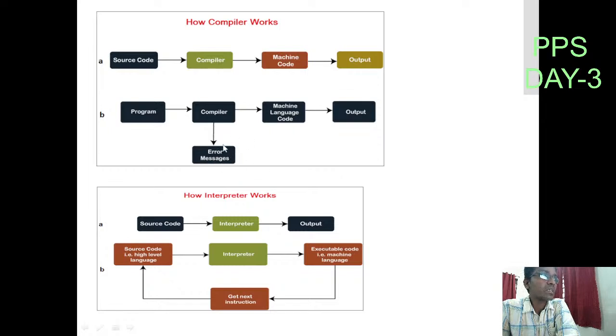Are you understanding what I am saying? For example, you have written 100 lines of programming code. The compiler is going to convert all 100 lines of code at a time, and it will also list out the errors in all 100 lines of the program.